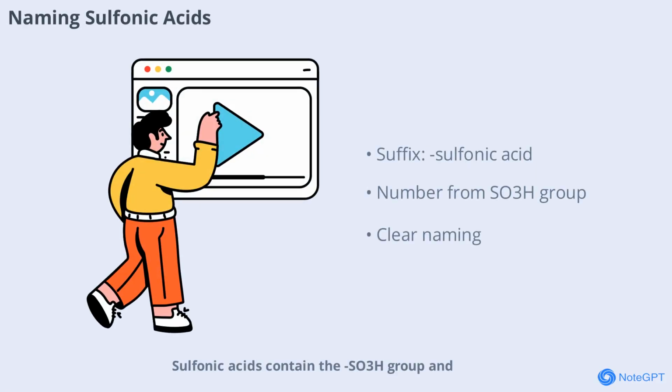Sulfonic acids contain the SO3H group and use the suffix sulfonic acid in IUPAC nomenclature. The sulfonic acid group is always at the end of the parent chain and numbering starts from this group. For example, benzenesulfonic acid is a common sulfonic acid. This systematic approach ensures clarity in naming these compounds.